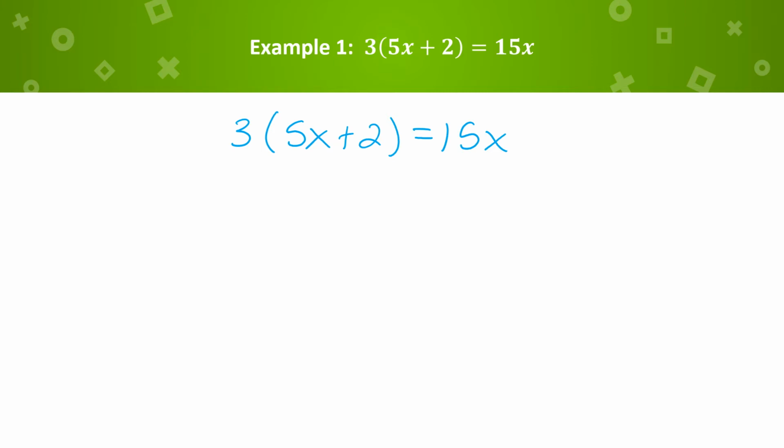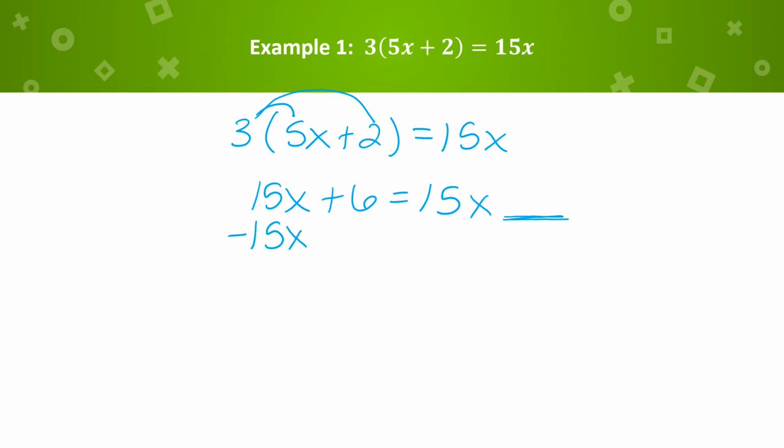So if I were to solve this equation, I would start by distributing. So 3 times 5x is 15x. 3 times 2 is 6. And then we want to separate the variables from the constant terms. Since there is no constant term over here, I'm going to subtract this 15x from both sides to try and get the x variables all on the right-hand side.